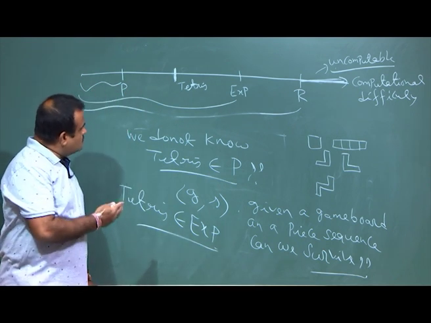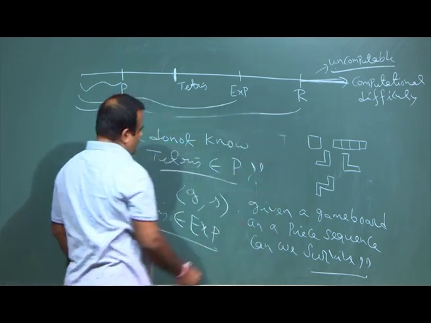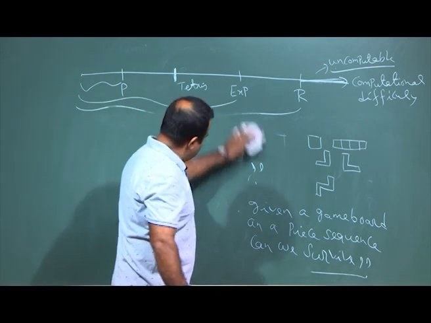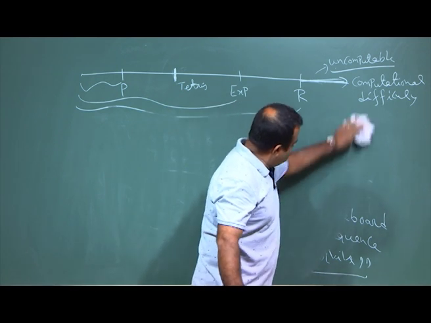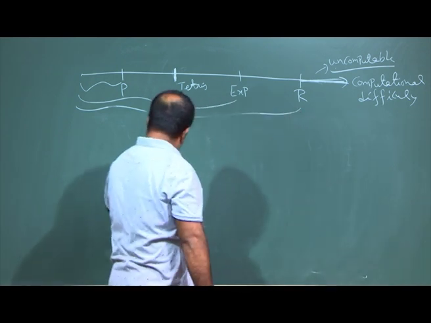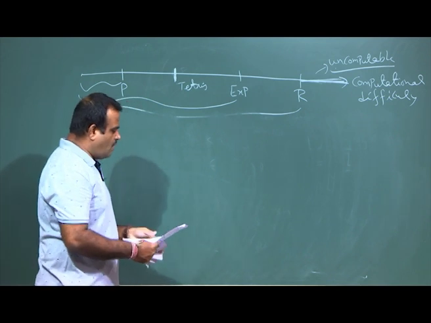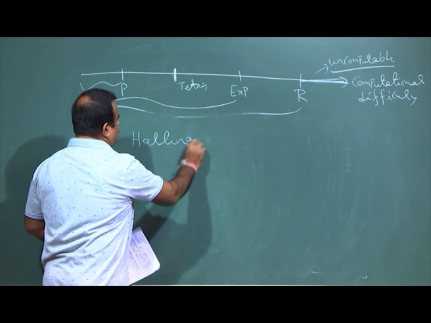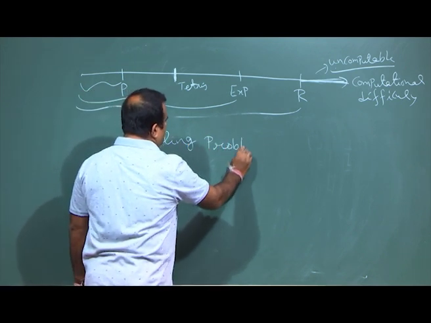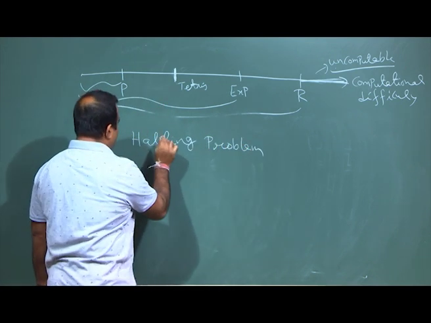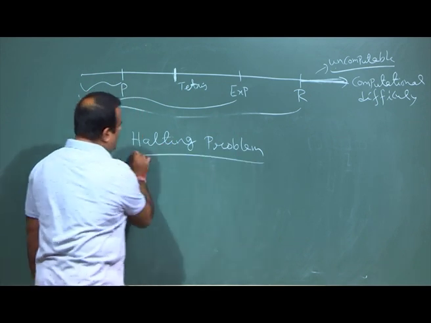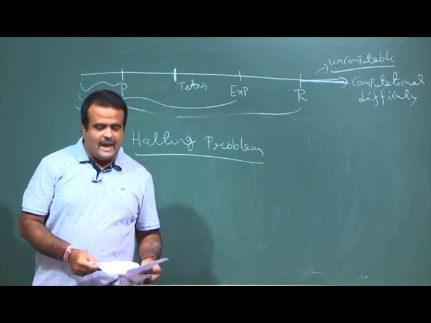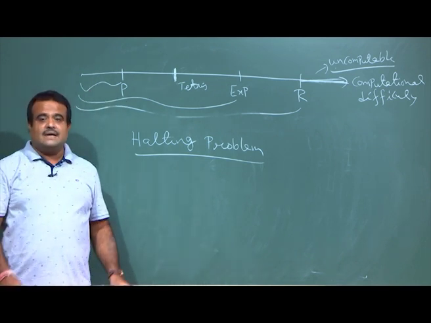So, now let us talk about R, some examples of problems which are not in R. Say, for example, the halting problem. So, what is a halting problem? We are given a computer program and the question is, does it ever halt?